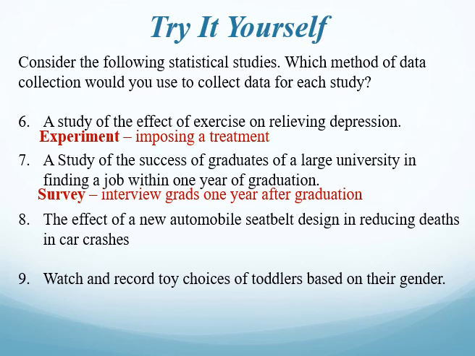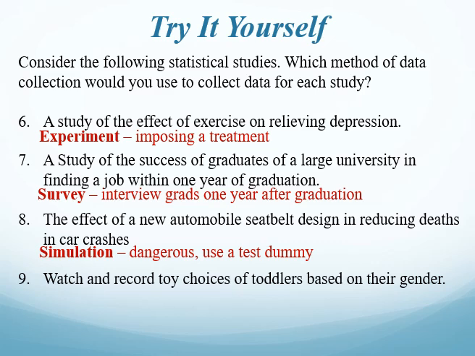All right, number 8, the effect of new automobile seatbelt design in reducing deaths in car crashes. Well, it does say effect here, right? So it sounds like maybe you would run an experiment, but would you want to put some people in a car with the new seatbelt design and people in a car with the old seatbelt design and see who dies more often? Probably not. That is dangerous, right? So we would do some kind of simulation. We'd use a test dummy and run that and collect the data.